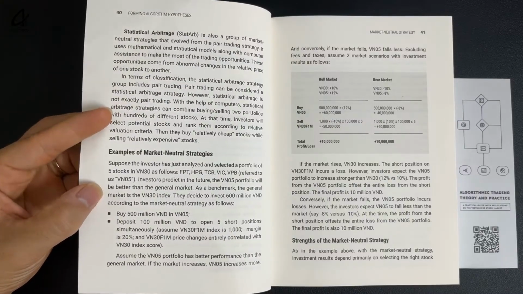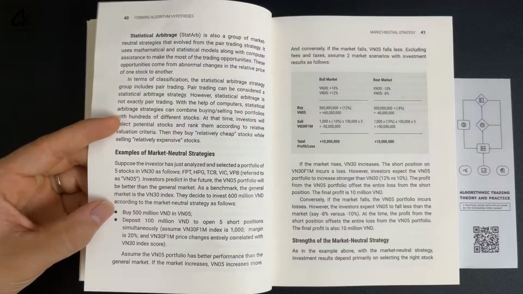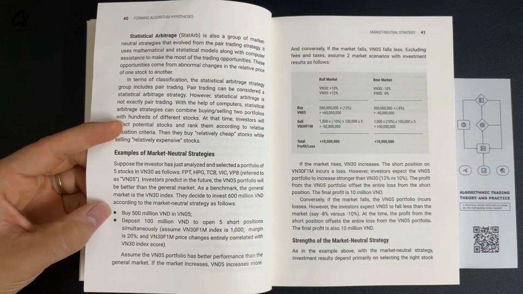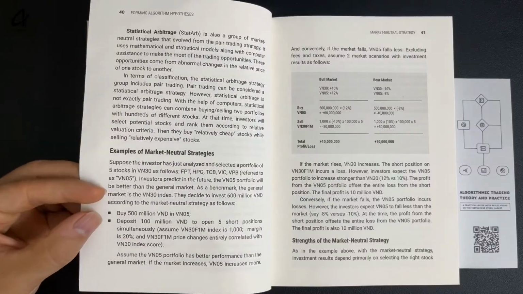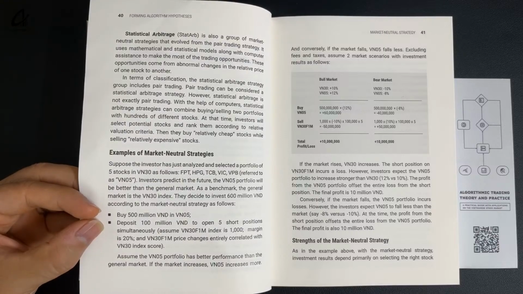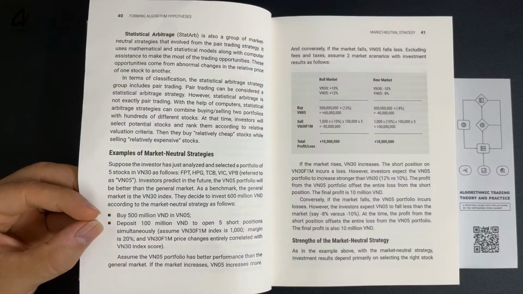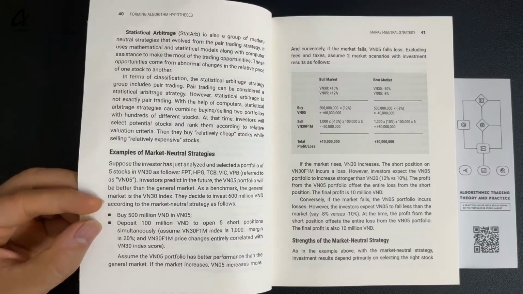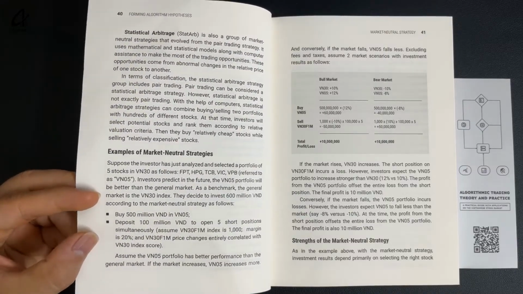They decide to invest 600 million Vietnam dong according to the market neutral strategy as follows. Buy 500 million Vietnam dong in VN5, and use the remaining 100 million as deposit to open 5 short positions simultaneously. Assume the VN30F1M index is 1,000, margin is 20%, and VN30F1M price changes entirely in correlation with the VN30 index. Assume the VN5 portfolio has better performance than the general market.